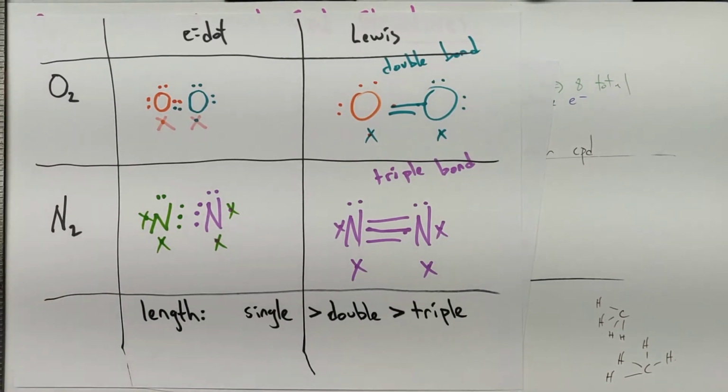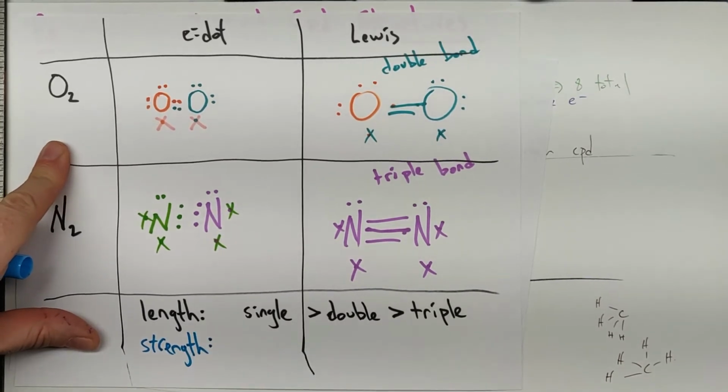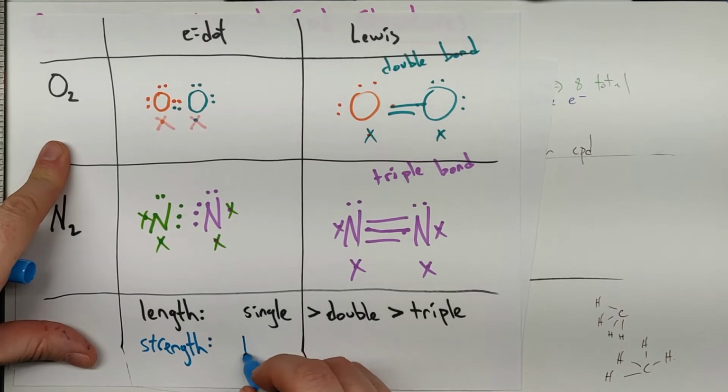In terms of strength, the opposite is true. The triple bond is the strongest.